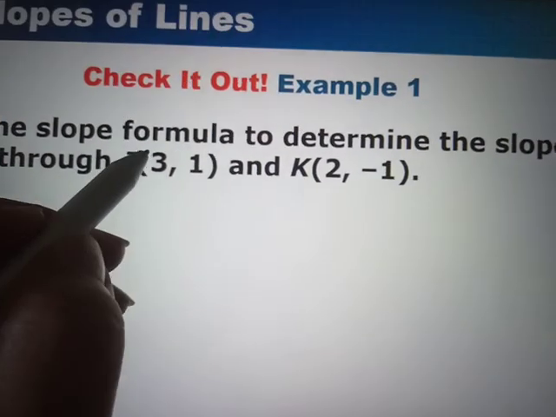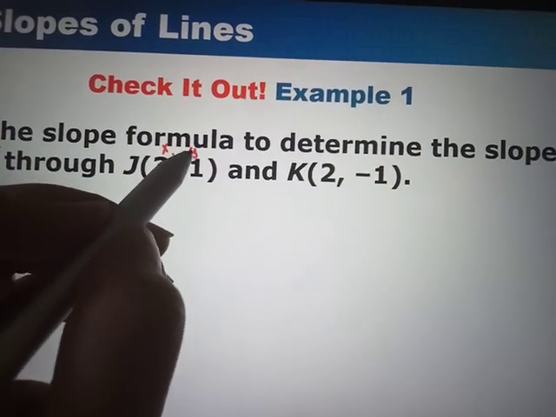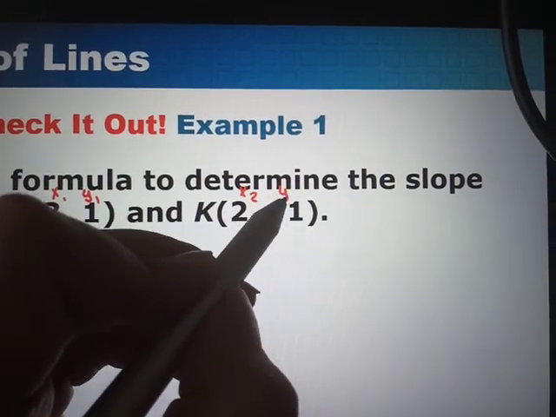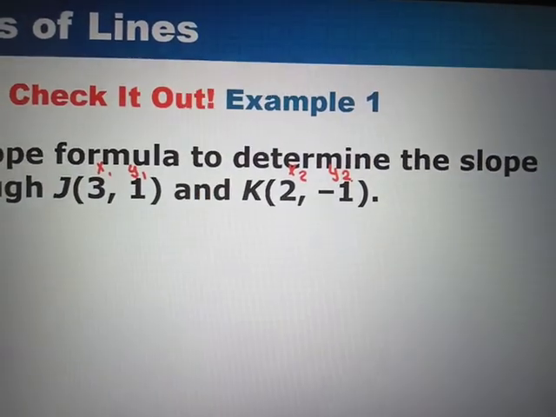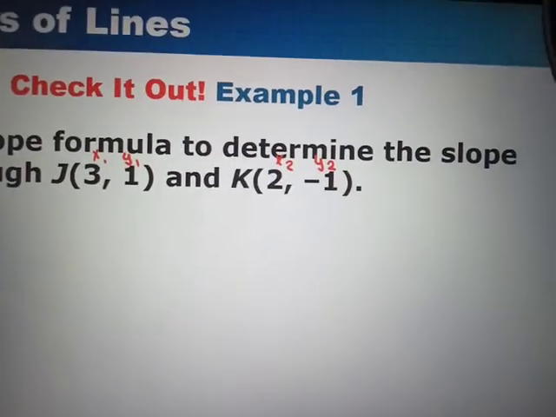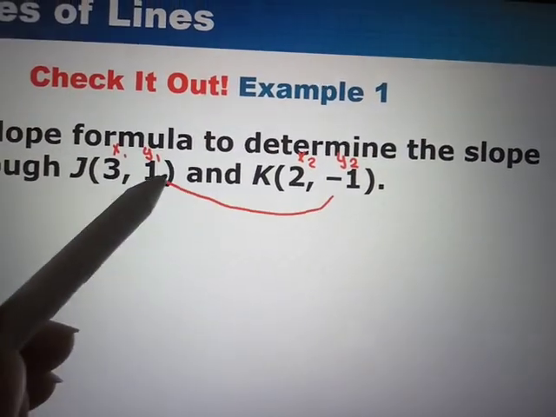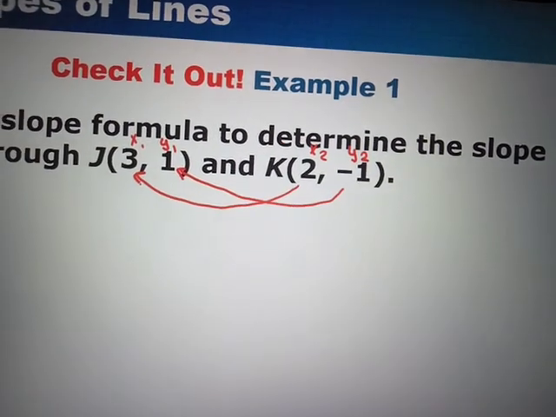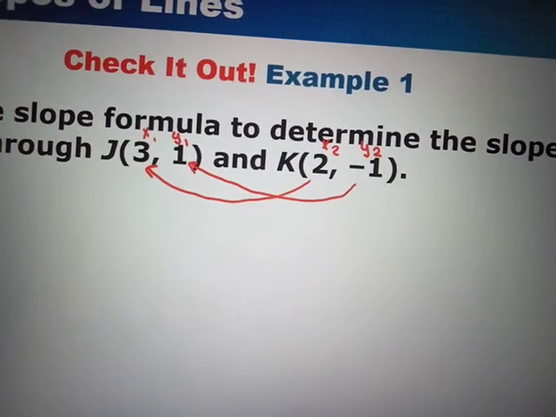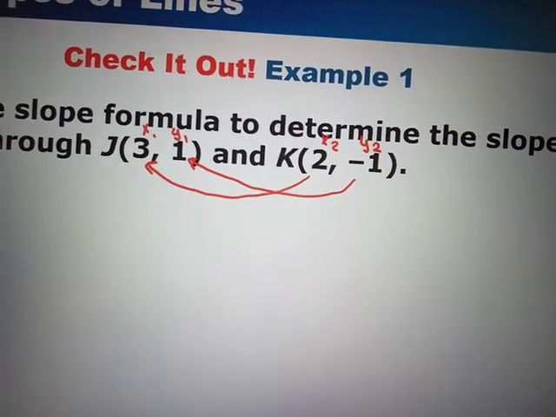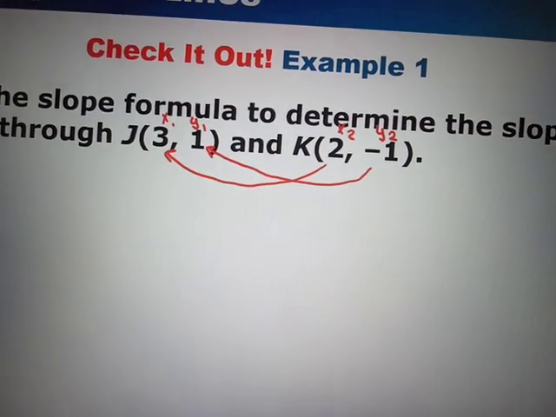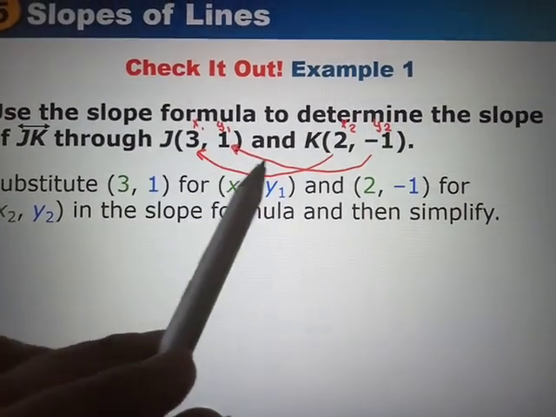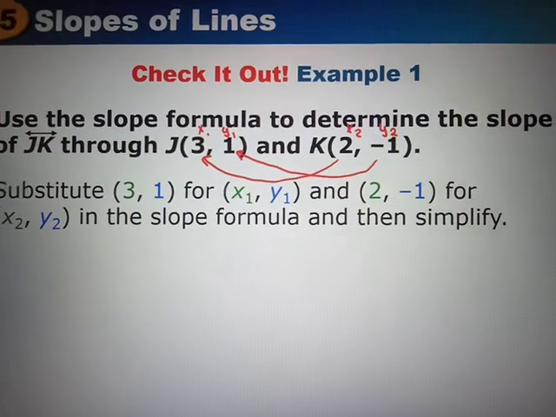So please write x1 and y1 on the first point, and write x2 and y2 for the second point. Why? Because the slope is y2 minus y1 over x2 minus x1. So it's easy to determine which one is x1, where is x2, where is y1, and where is y2. So here the first point is 3 and 1, and the second point is 2 and -1.